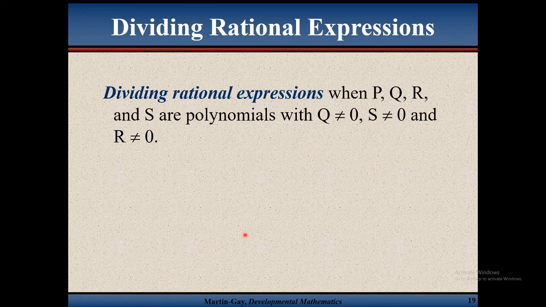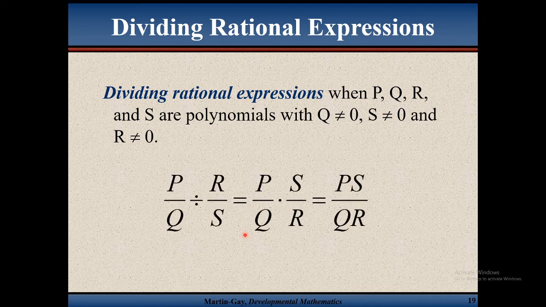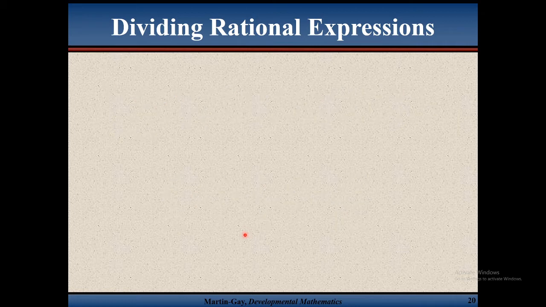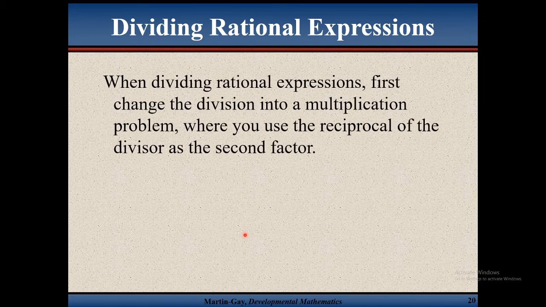Alright. So, when dividing rational expressions, when p, q, r, and s are polynomials with q not 0, s not 0, and also r not equal to 0, then p over q divided by r over s would be simply p over q times s over r. So we all know that this is the method when we divide even fractions. So yes, just follow the rule in dividing fractions, for example, 1/2 divided by 3/4. So simply that's 1/2 times 4/3.